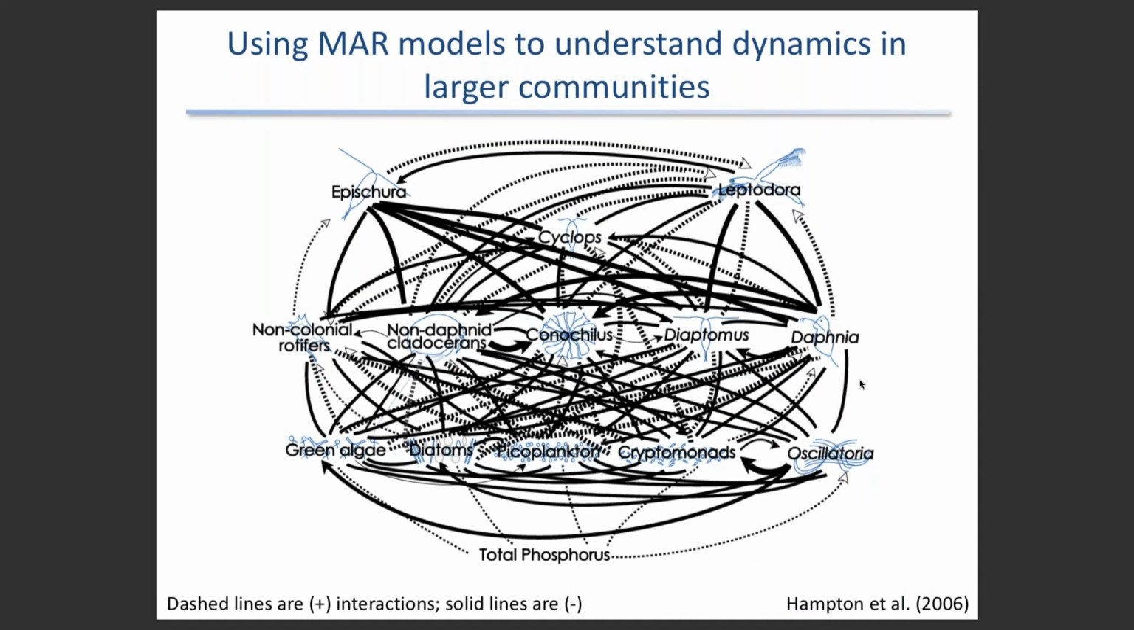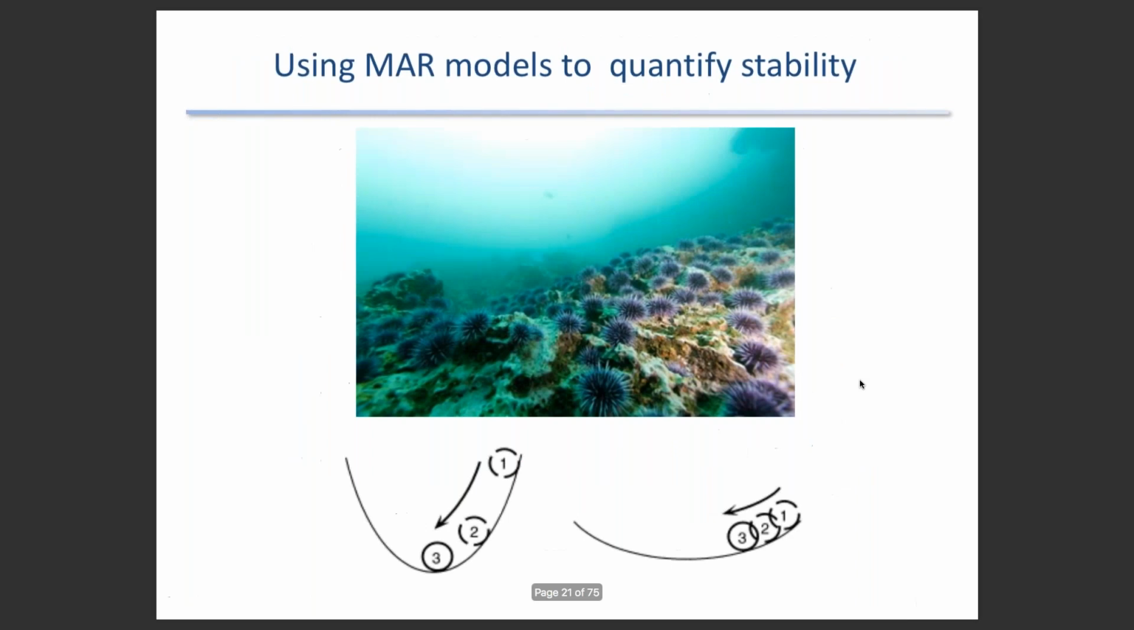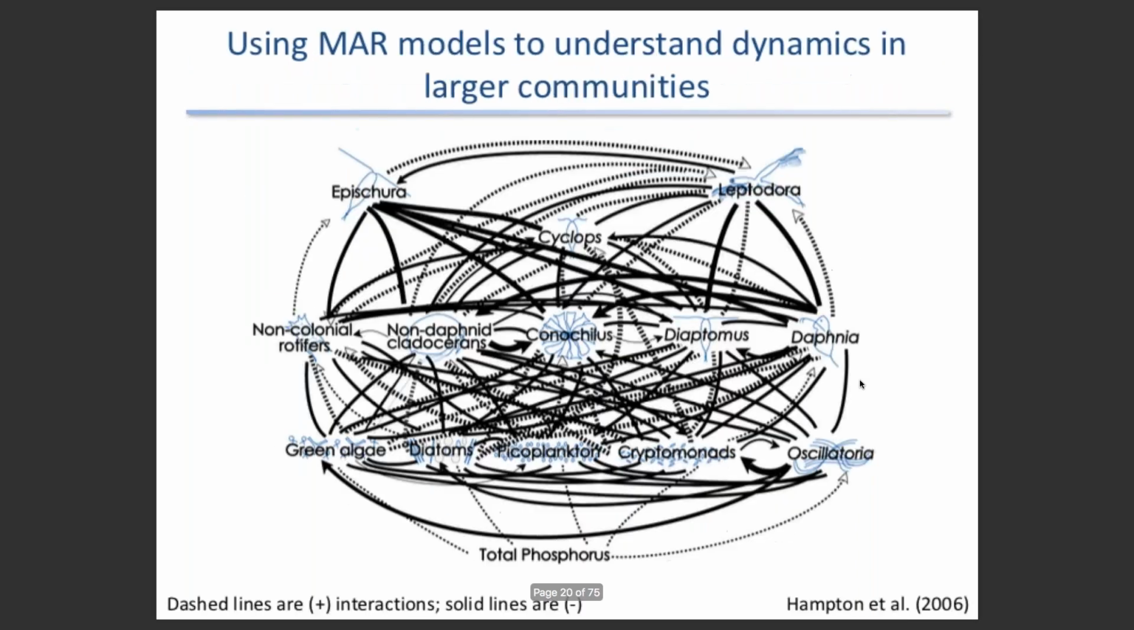Okay, so that's a two species example. So what about when we have much larger models? Well, we can still do the same thing. Okay, so now we have 1, 2, 3, 4, 5, 6, 7, 8, 9, 10, 11, 12, 13. So now we would have a B matrix that's 13 by 13. But the same principles apply.